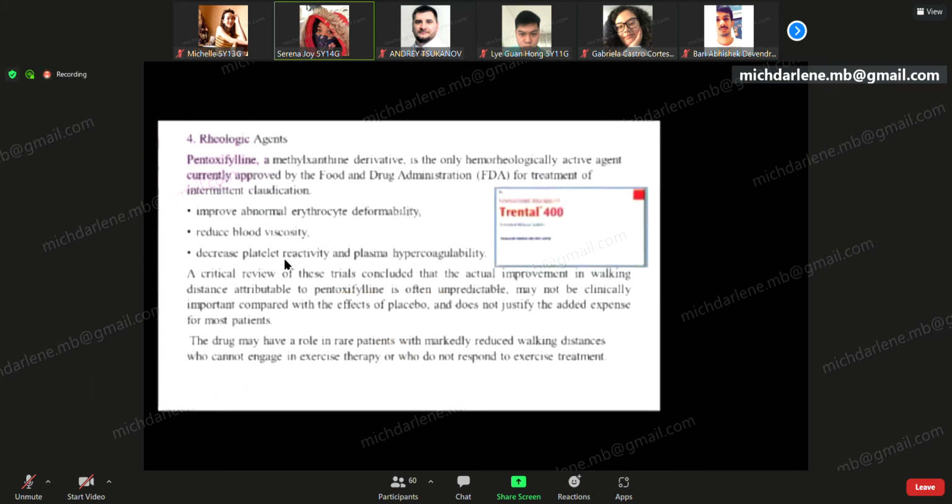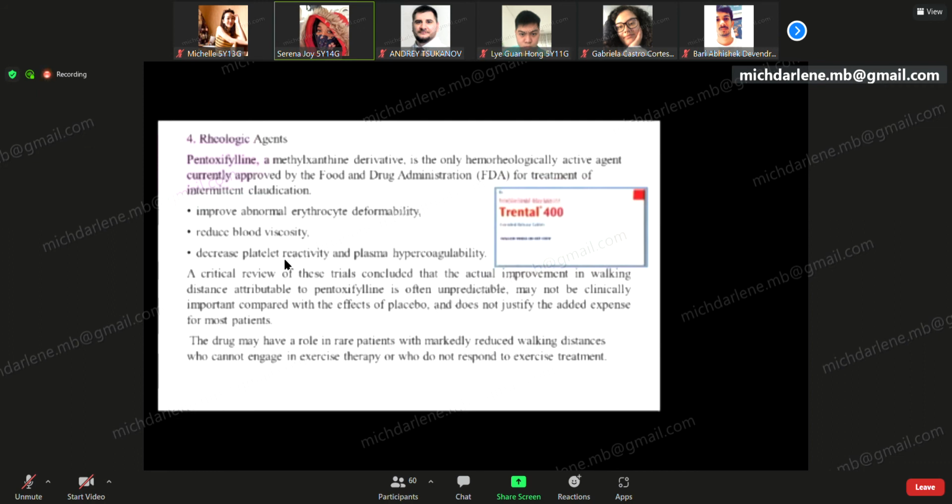Rheologic agent: pentoxifylline, a methylxanthine derivative, is the only hemorheologically active agent currently approved by the Food and Drug Administration for treatment of intermittent claudication. It improves abnormal erythrocyte deformability, reduces blood viscosity, and decreases platelet reactivity and plasma hypercoagulability.